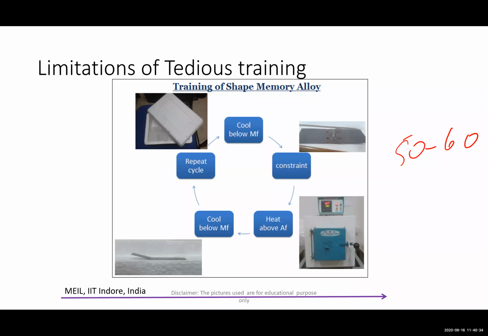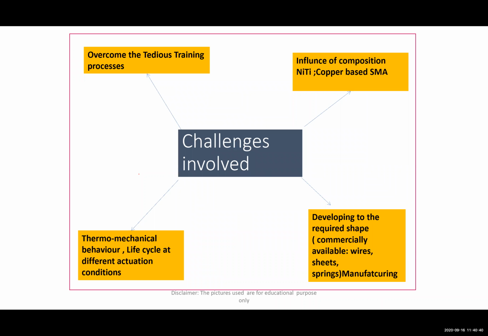So what we thought is, with this as an idea, these are some of the preliminary steps which we did, and we tried to identify the challenges. If I try to identify the challenges in the shape memory alloy structure, one is obviously the tedious training. Another one is the influence of composition. We have observed that nickel titanium and copper based compositions have different compositions, so obviously they will have their own different functionalities. Third important thing is thermocycle behavior.